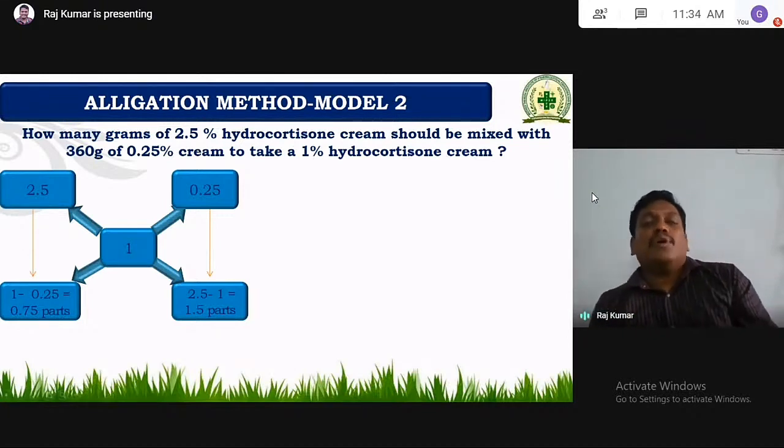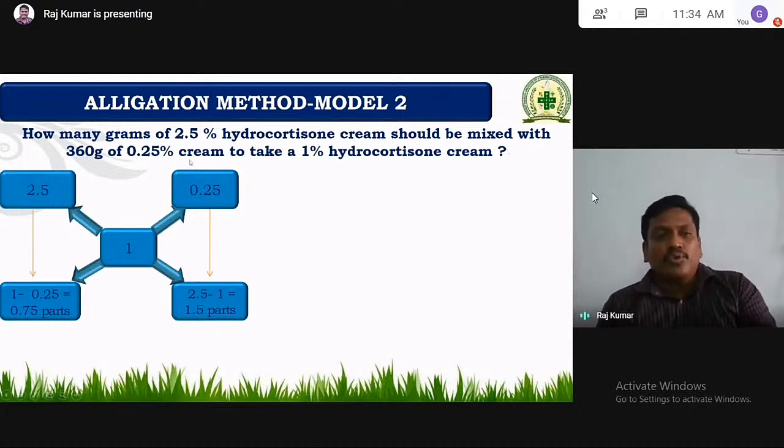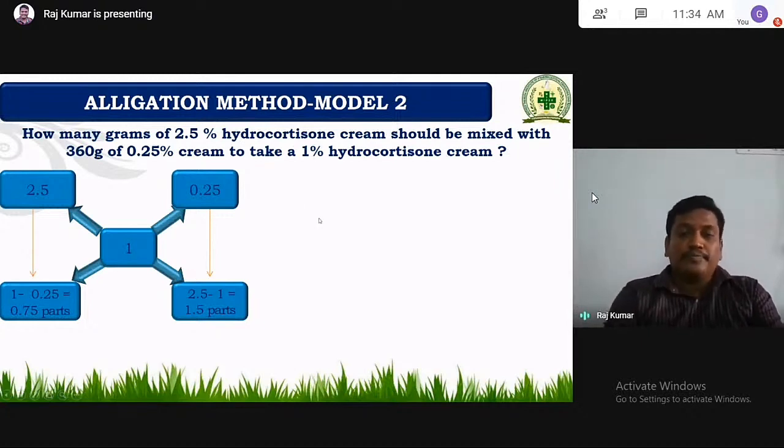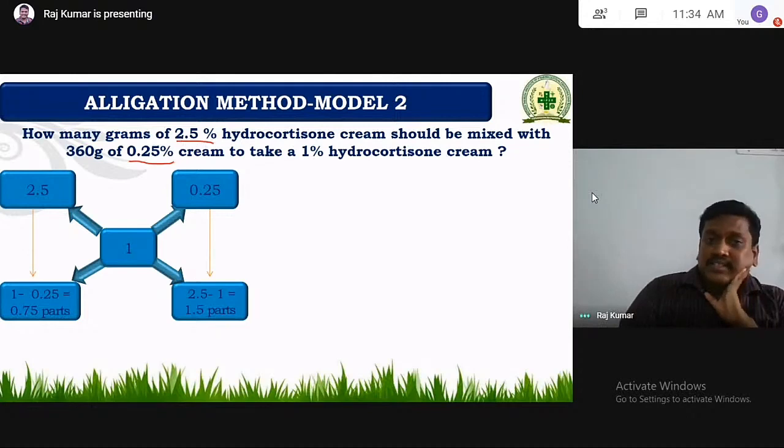If you want to prepare 1% hydrocortisone cream, then you are having 2.5% hydrocortisone cream, and 360 grams of 0.25%. You have two concentrations here. This is model 2, I already told you. One is 2.5% concentration and one is 0.25% concentration.